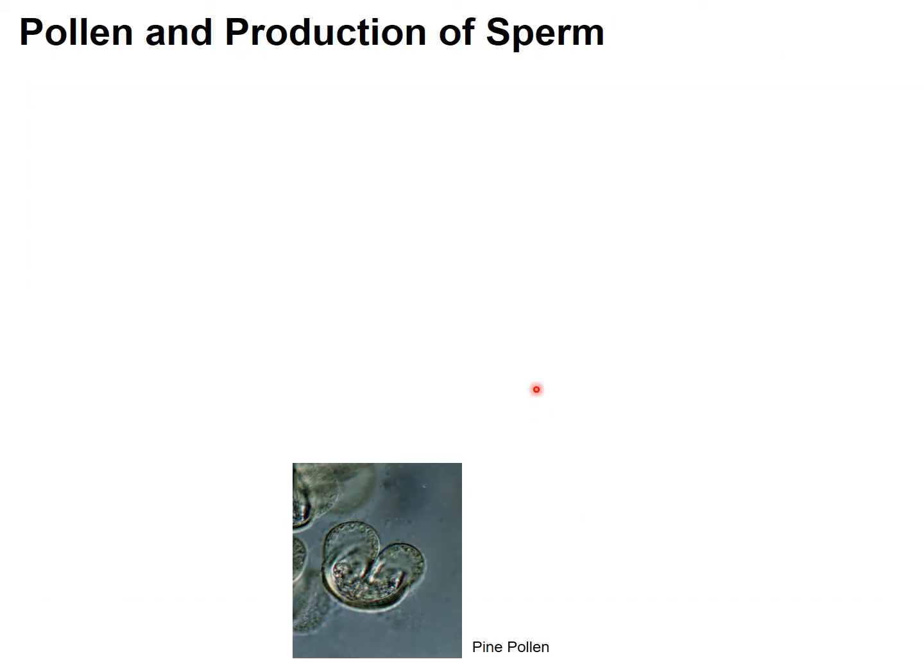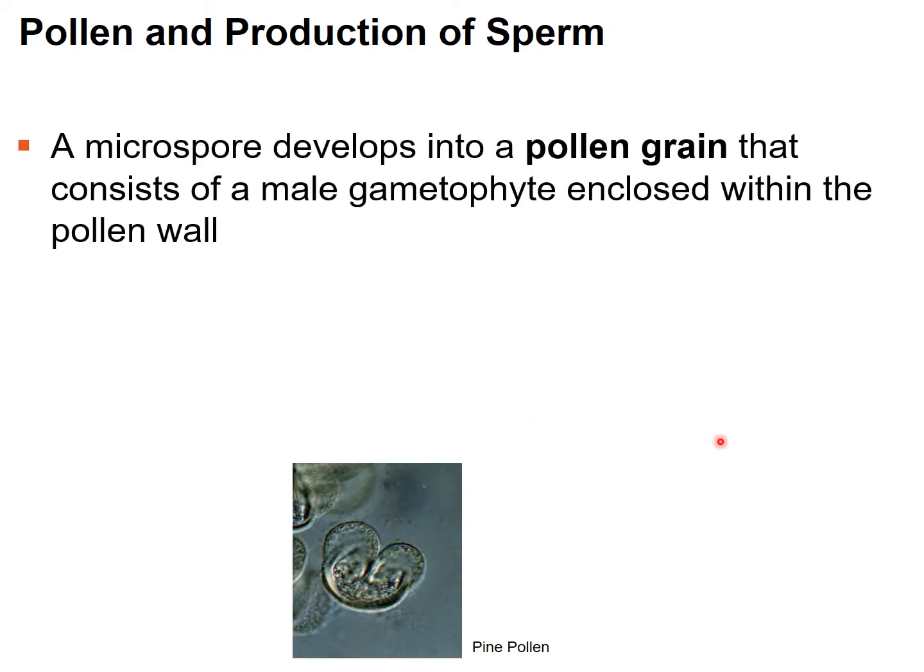Now let's look at the pollen and the production of sperm. Again, the microspore develops into a pollen grain eventually, and this is going to be in the microsporangium on the microsporophyll. And it consists of the male gametophyte enclosed within a pollen wall. So this shows a pine pollen right here. Now the pollen looks different for different types of organisms.